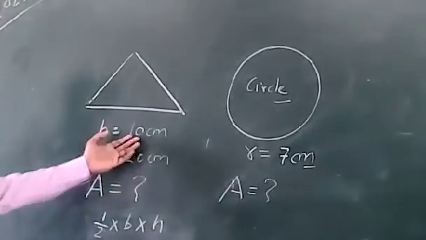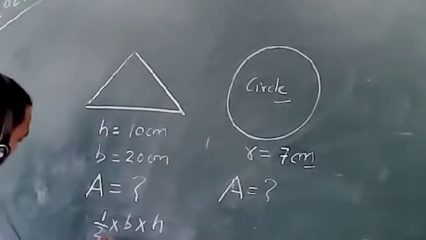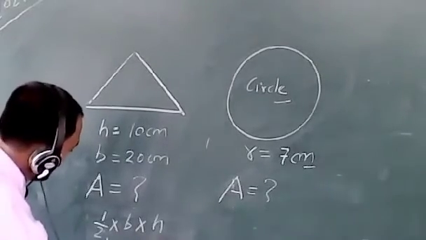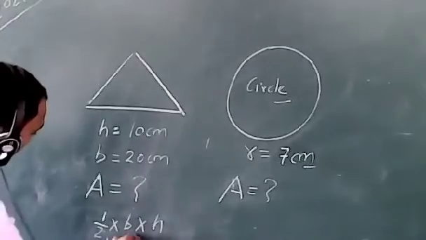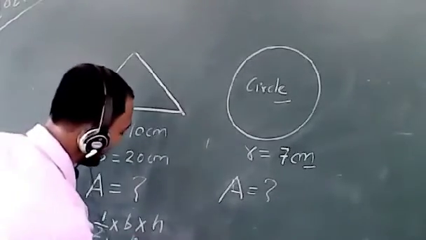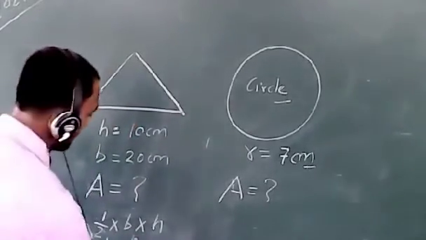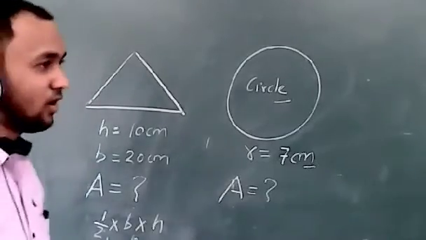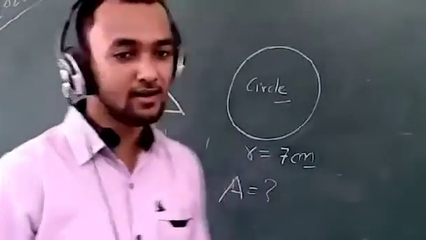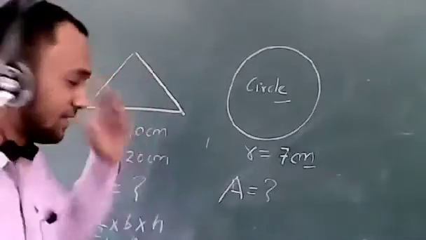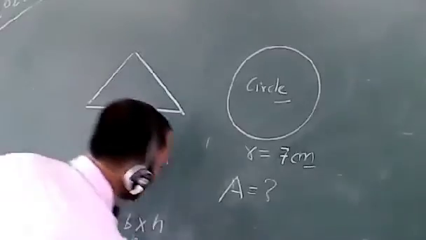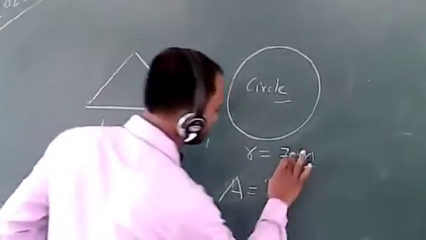Having base 20 centimeters. Sir, 1/2 by 20, sir, 100 centimeter. Very good. 2 cancels 20 ten times, and 10 into 10 is 100. And what will be the unit? Centimeter. No, the unit for area is centimeter square. If the unit of dimension is given in centimeter, the unit of area will be centimeter square.